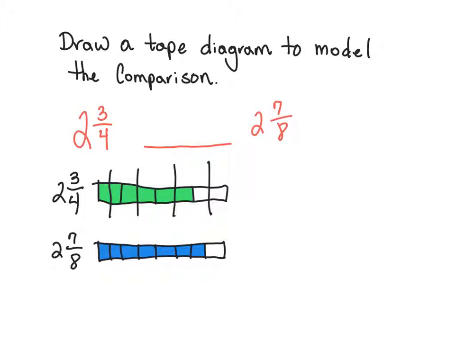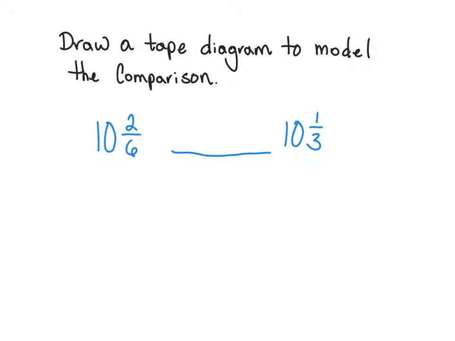So what does our fraction look like now? It is 1, 2, 3, 4, 5, 6. So our fraction is 2 6/8. And this one is 2 7/8. So who's the larger fraction? 2 7/8 is greater than 2 3/4. Draw a tape diagram to model the comparison.